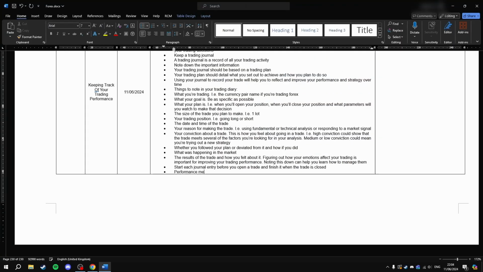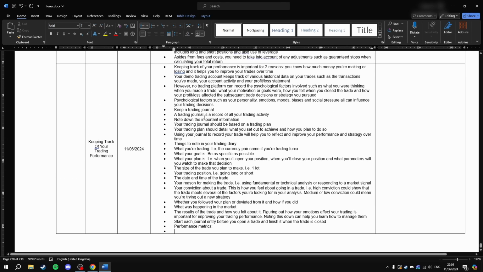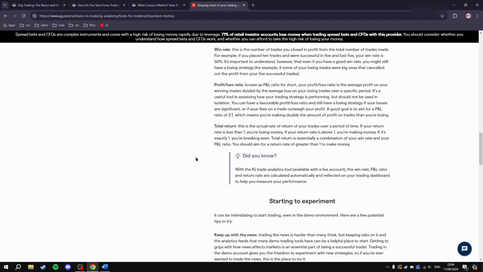Performance metrics. Win rate. This is the number of trades you closed in profit from the total number of trades made.